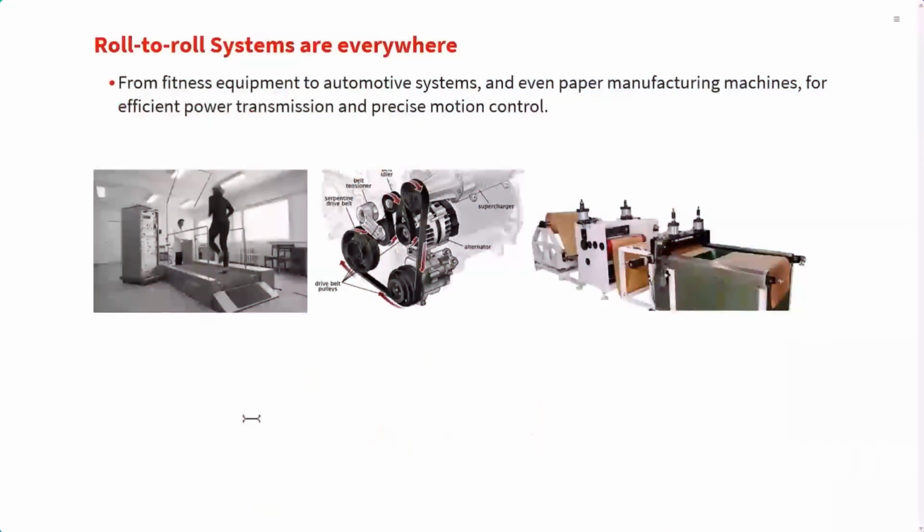As you already know, from fitness equipment to automotive systems, roll-to-roll systems are everywhere for efficient power transmission and precise control. These systems can be found in various applications as you can see here, from treadmills used for fitness to the serpentine belt in car engines and even in complex paper-making machinery.